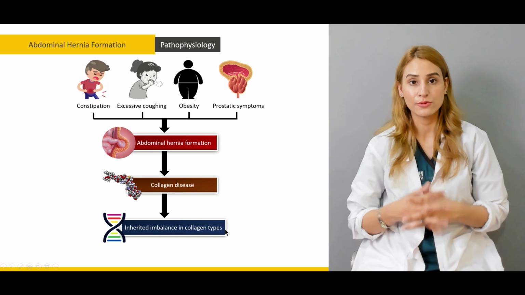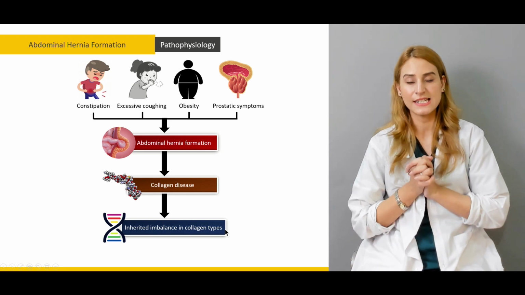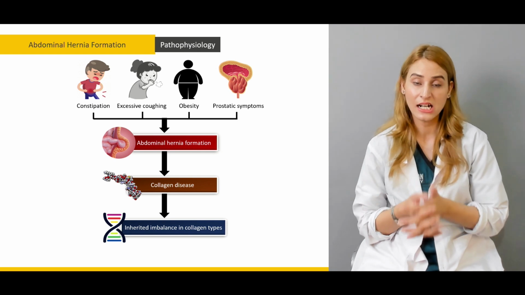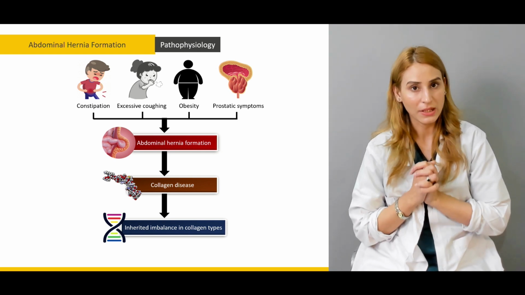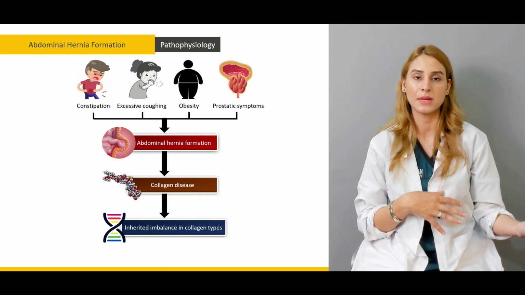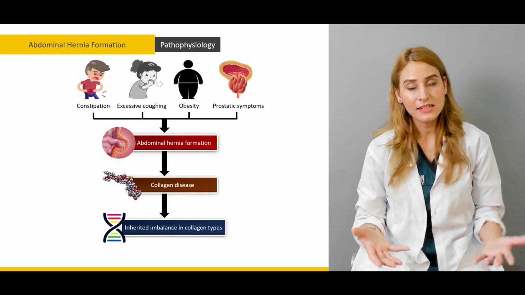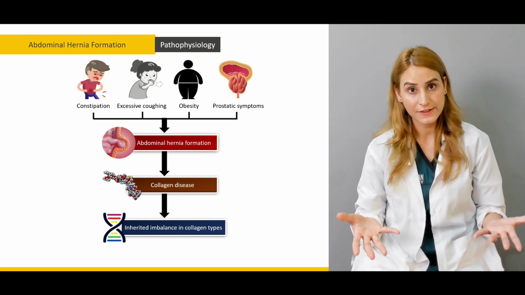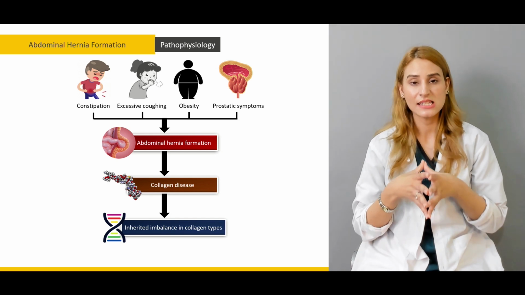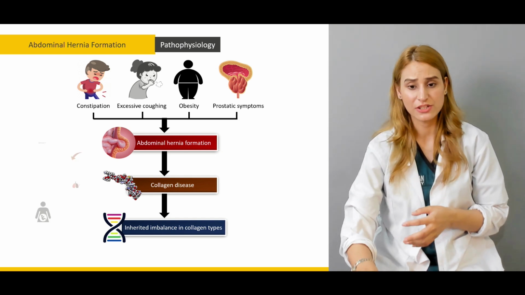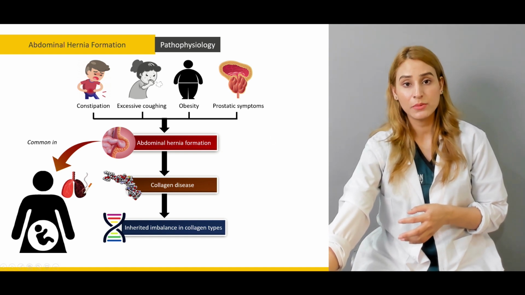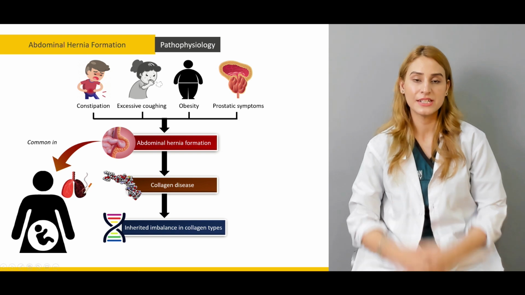Collagen diseases as well, inherited imbalance in the collagen types. Already discussed the collagen diseases. We know that the tensile strength of the wound or of the skin is given by the collagen. So whenever there's a deficiency of collagen due to the inherited imbalance, maybe in Ehlers-Danlos syndrome or maybe in Marfan syndrome, all these things lead to a decrease in the tensile strength, and there will be potential weakness. Why is this common in females? Because of pregnancy, we already discussed that.